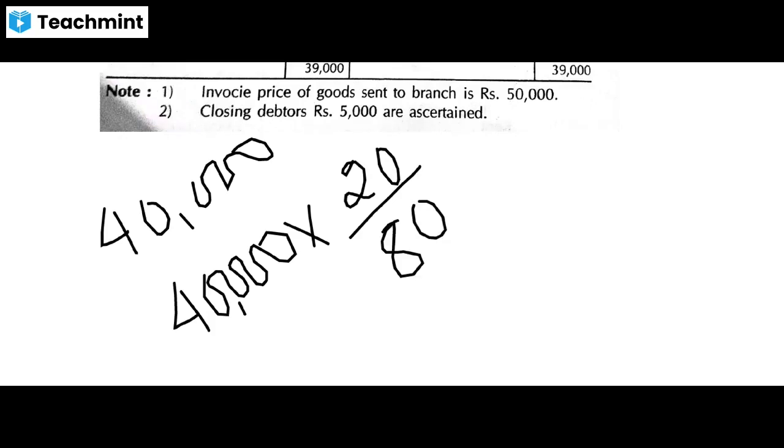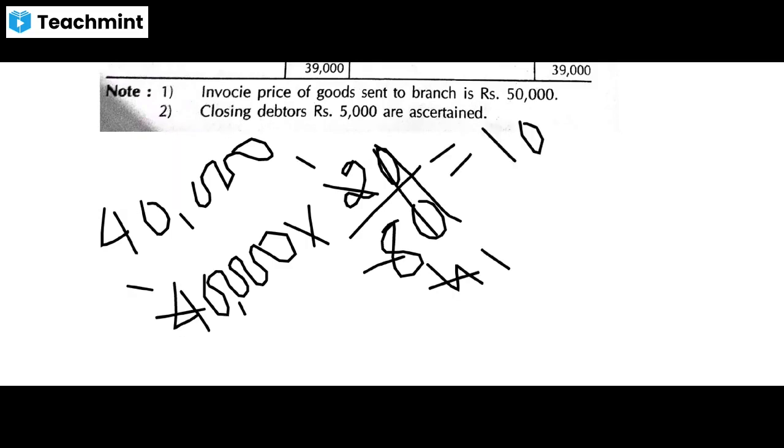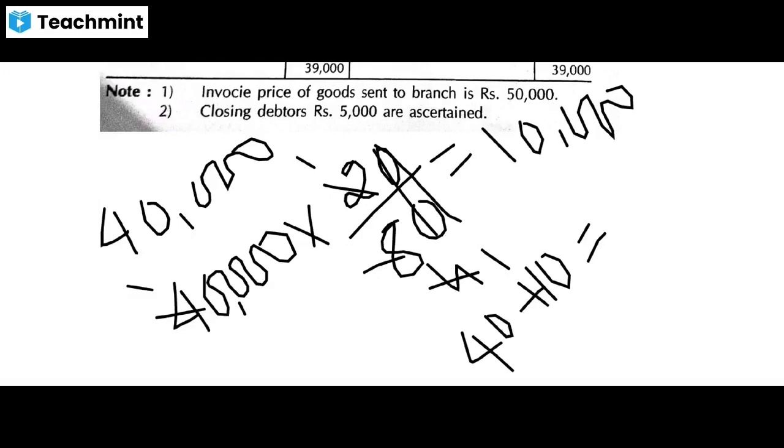Therefore, 2 fours are 8, 4 fives are 20, therefore 10,000 is the loading. Got it? Loading is 10,000. Therefore 40,000 plus 10,000 is equal to 50,000, the goods sent to branch account. ಇನ್ವಾಯ್ಸ್ ಪ್ರೈಸ್ ನಾವು ಕನ್ವರ್ಟ್ ಮಾಡುವಾಗ ಕಾಸ್ಟ್ ಪ್ರೈಸ್ ಅಲ್ಲಿ ಕೊಟ್ಟಿದ್ದಿದ್ರೆ ಕಾಸ್ಟ್ ಪ್ರೈಸ್ ಇಂದನೇ ನಾವು ಮಲ್ಟಿಪ್ಲೈ ಮಾಡಬೇಕು. ಆಗ ನಮ್ಗೆ 50,000 ಏನಾಯ್ತು ಇವಾಗ ಇನ್ವಾಯ್ಸ್ ಪ್ರೈಸ್ ಅಮೌಂಟ್ ಸಿಕ್ಬಿಡ್ತು.